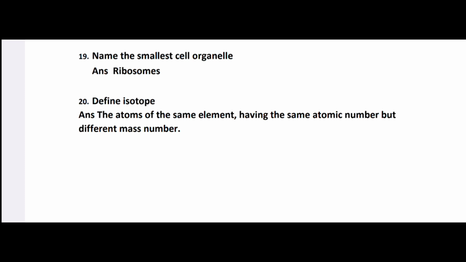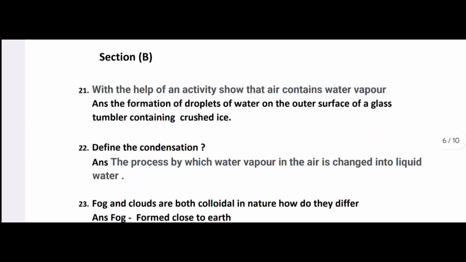Okay. Question number 20. Define isotope. The atoms of the same element having the same atomic number but different mass number. Okay. Chlorine is the best example. Chlorine having the same atomic number but different atomic masses, given in your NCERT book.